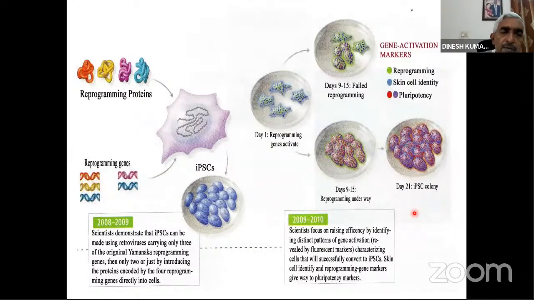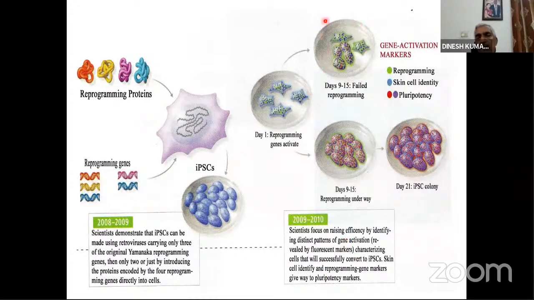Later, scientists showed that even the proteins produced by these 4 genes are able to produce induced pluripotent stem cells. And thereafter, with the help of a fluorescent technique, they identified within 15 days that, with the help of this reprogramming, they had developed induced pluripotent cells.